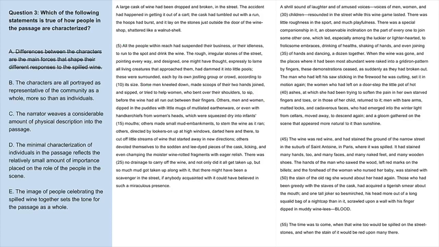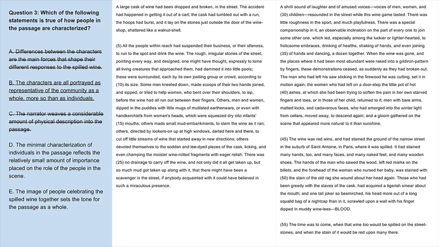Cross it out. B, the characters are all portrayed as representative of the community as a whole, more so than as individuals. This is much better. As we saw a minute ago, the narrator speaks about the people in groups, and their responses are collective rather than individual, so this answer works. C, the narrator weaves a considerable amount of physical description into the passage. No, not really. We don't have any physical description of the people here, and the question is asking about how the people are characterized, so cross out C.